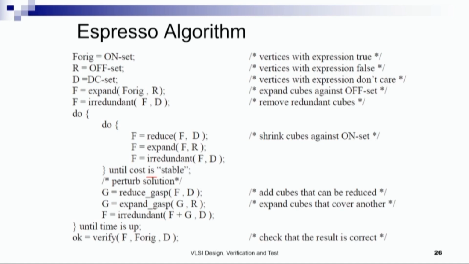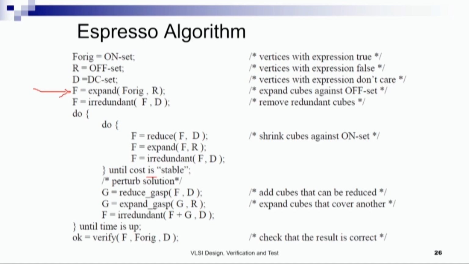Initially, the cubes in the onset consist of individual nodes in the onset. The algorithm begins by expanding the onset against the offset. So this is where the algorithm begins. The cubes are expanded by adding neighboring onset nodes or DC nodes. This is what expand does.